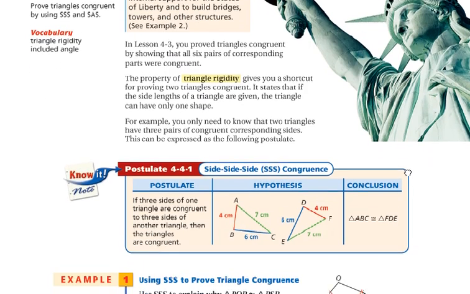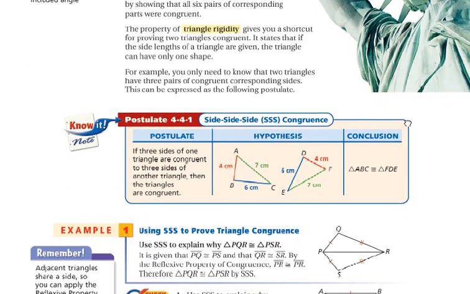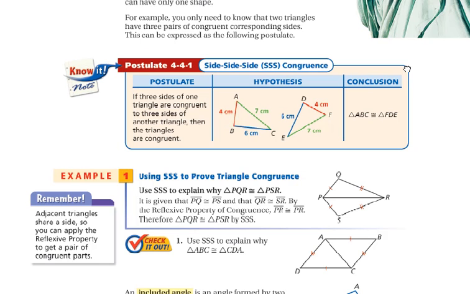Some of the theorems here, the postulates, might seem a little bit obvious, but what I really want to focus on are the details of how we label our triangles and how we're comparing them.